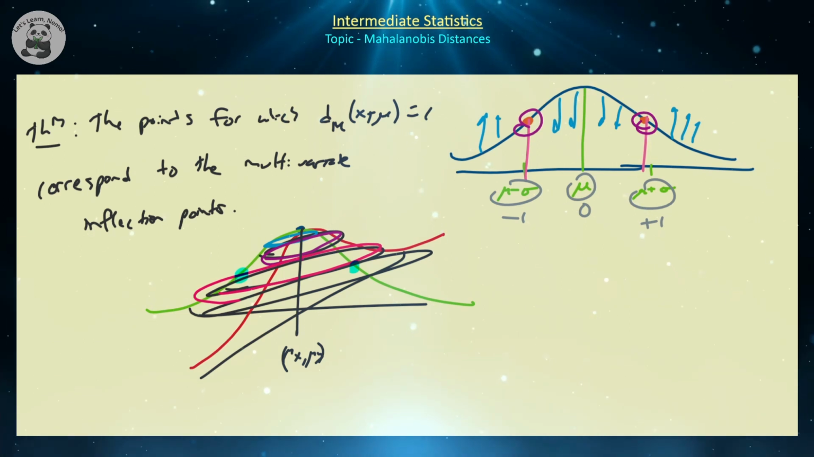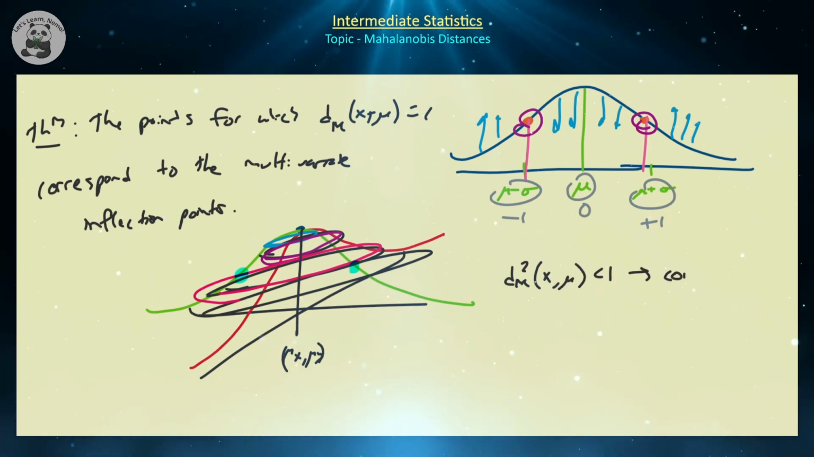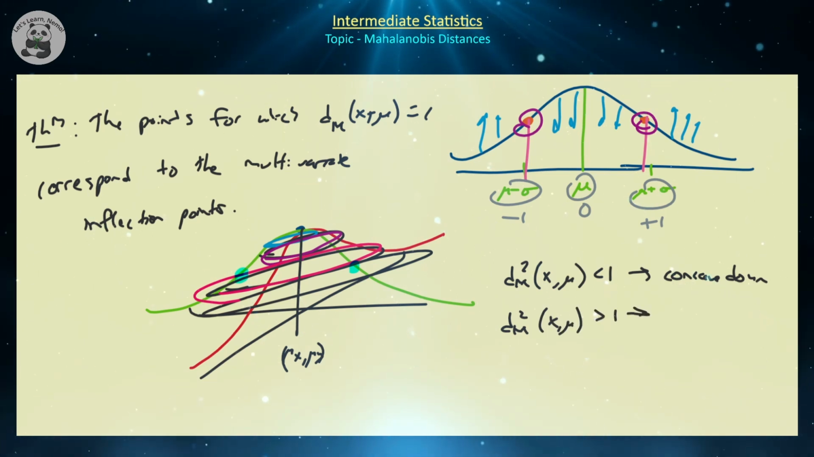So we can create a nice little summary chart. If the Mahalanobis distance for a particular point to mu is less than 1, then it's concave down at that particular location. And if it's equal to, or strictly greater than, 1, then we say that it's concave up. Now, obviously, the words down and up don't have the same meaning as in the univariate world, because we're in multiple dimensions, so it's down with respect to what, or up with respect to what. But nonetheless, the convexity is down or up in each of these cases, right? So those are some very important things that you definitely should know.